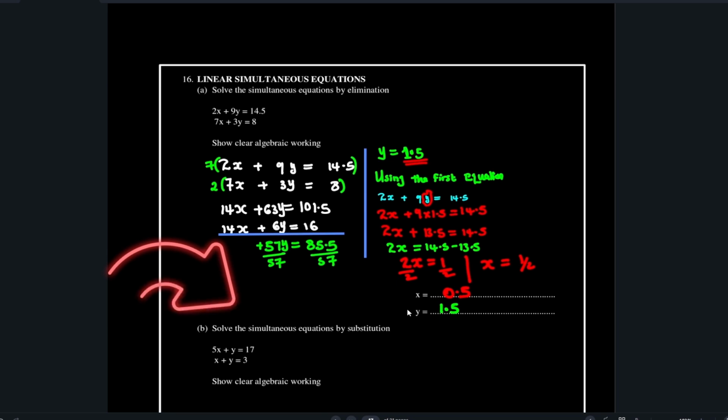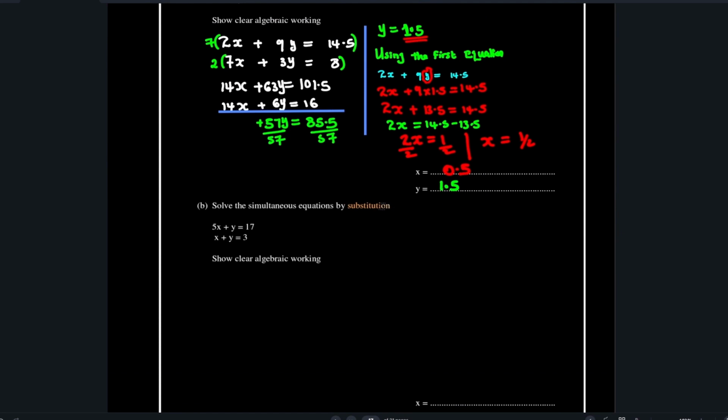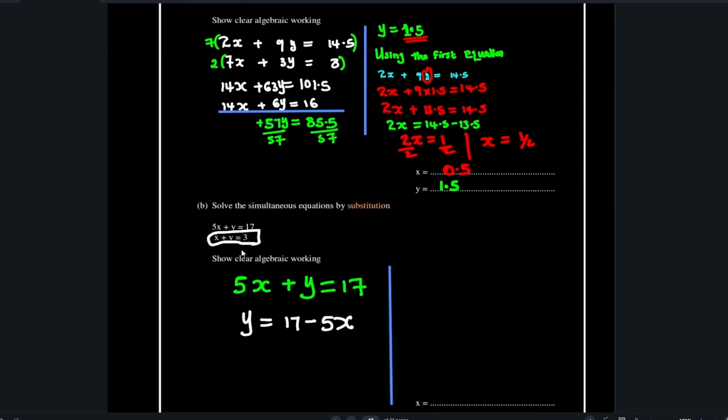Now we can move down here for the substitution method. So we have 5x plus y equals 17. I can rearrange this. I'll take this to the other side and remain with y equals 17 minus 5x. And this can be used in this equation. So we're going to say x plus 17 minus 5x equals 3. What I've just done, because in the second equation we have x plus y equals 3, is instead of writing y, I replace that with 17 minus 5x, because we said we are using substitution.